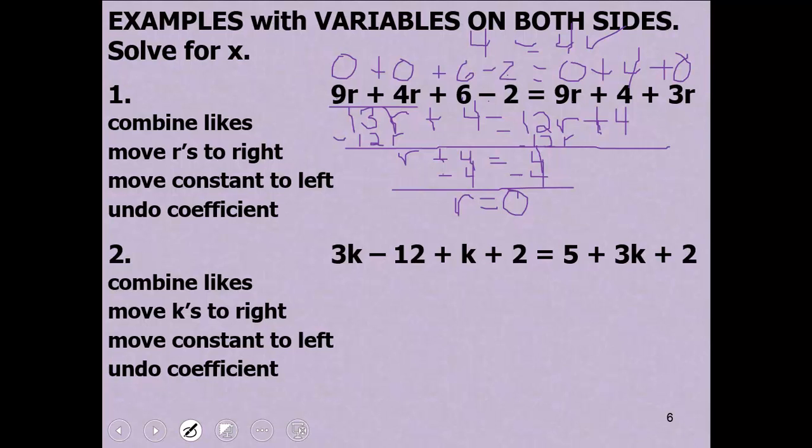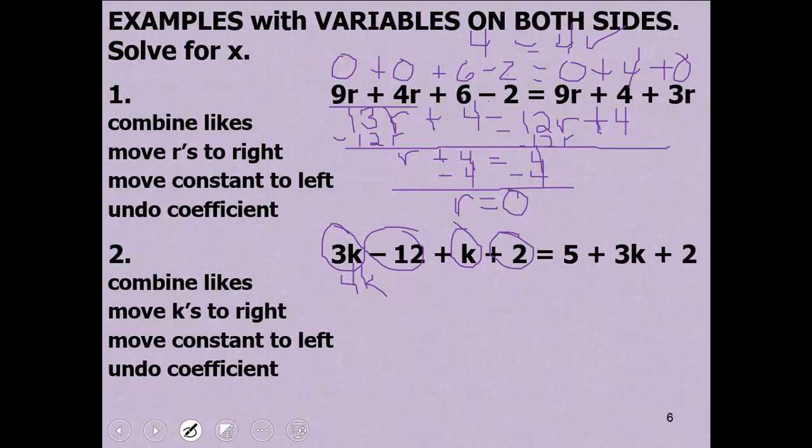All right, welcome back. We have 3k minus 12 plus k plus 2 equals 5 plus 3k plus 2. I have to combine likes. Remember, likes live on the same side of the equal sign. I have 3k plus 2k. How many k's? I have 3 kites. You give me a kite. How many kites do I have? 4 kites. Then I have negative 12 plus 2.